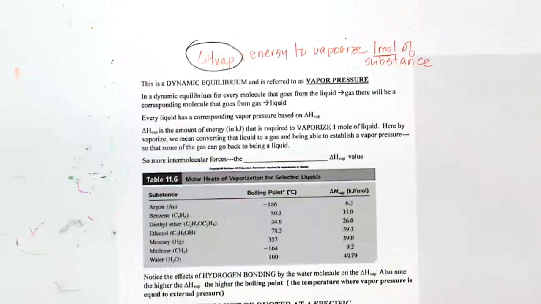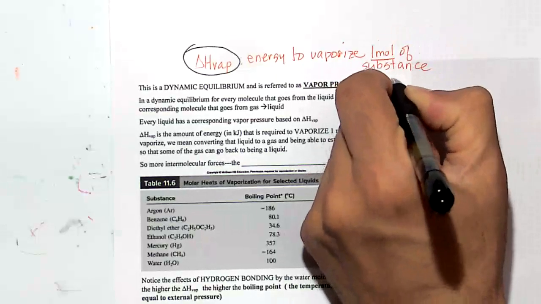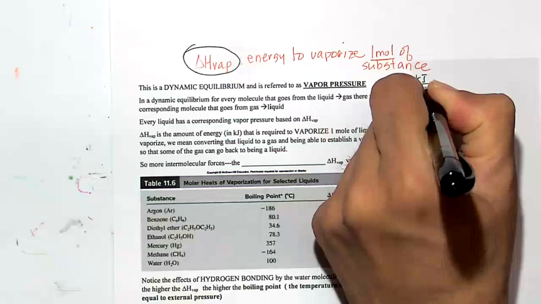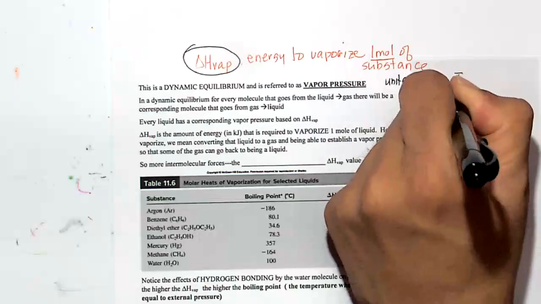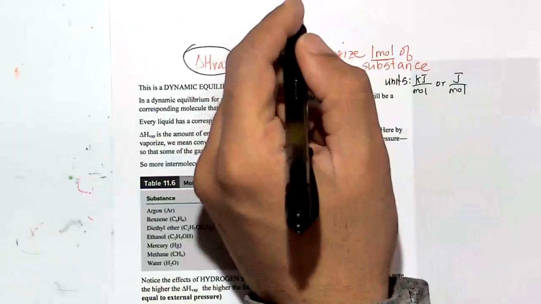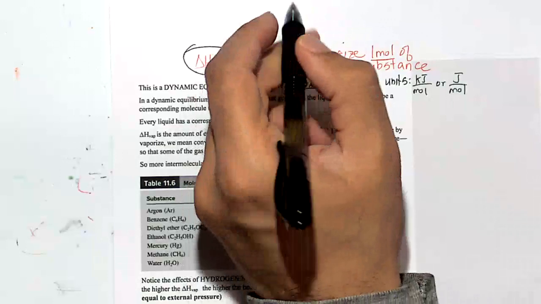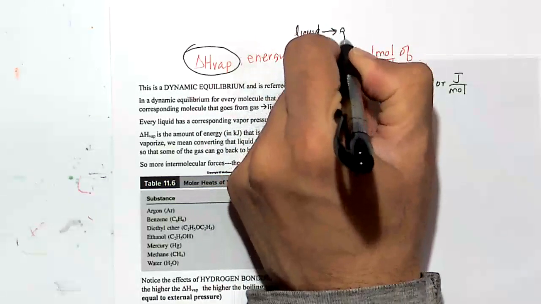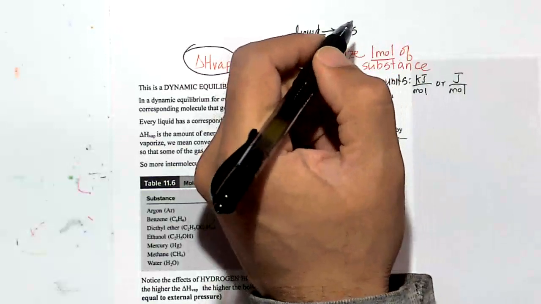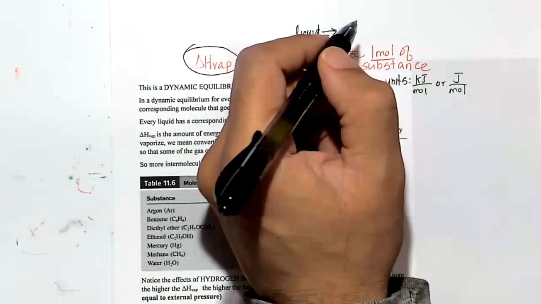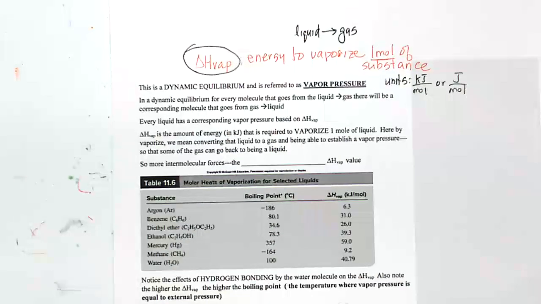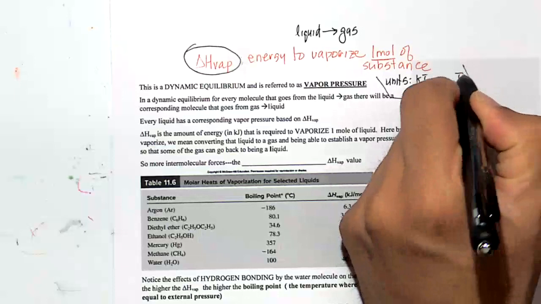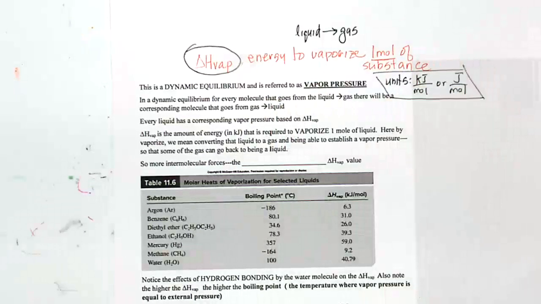So we have some values here. Before I talk further, the units of this are kilojoules per mole or joules per mole. How much you have to put in to get 1 mole of a liquid to go to 1 mole of a gas. How much energy is the input you have to put in? Units are per mole, kilojoules per mole, or joules per mole.